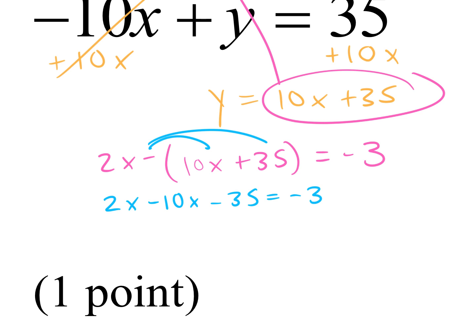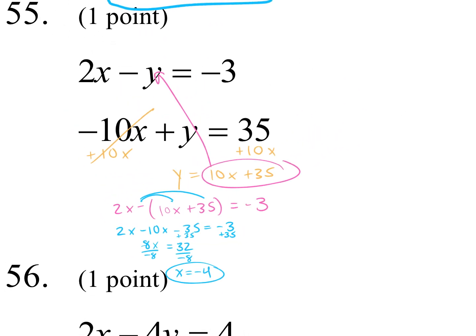What's 2x minus 10x? -8x. And then I could add 35 to move it to the other side. So what's -3 plus 35? 32. Awesome. Divide both sides by -8, so x is equal to -4. So that's just x. How can I find y? Put it into the x value in either the first equation or the second. It doesn't matter. So I'm going to plug it into the x.